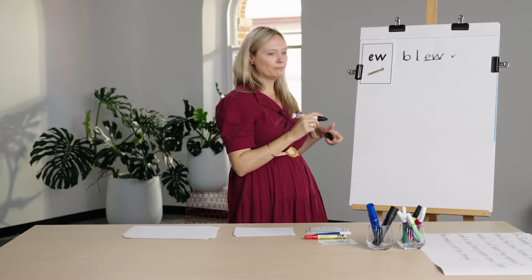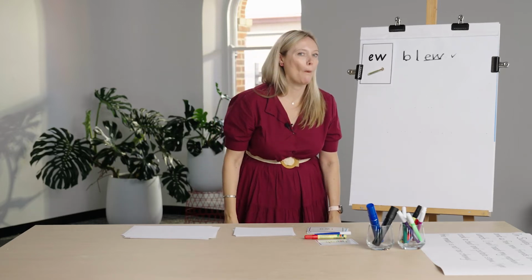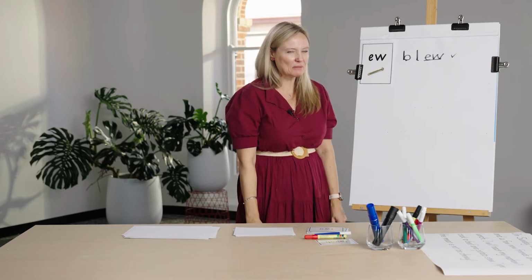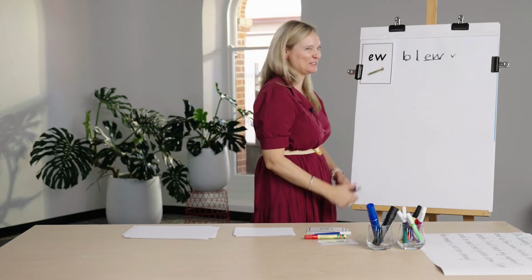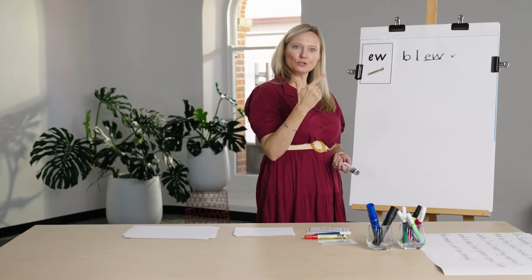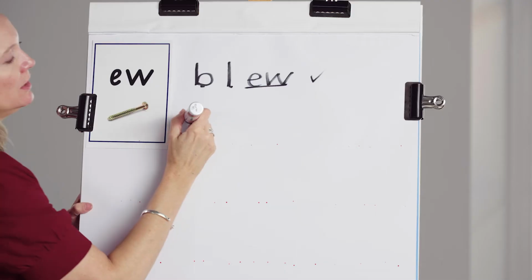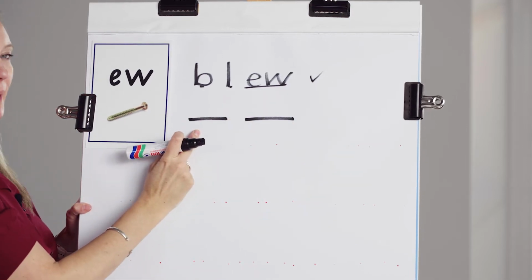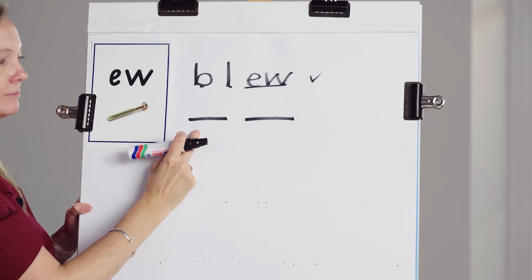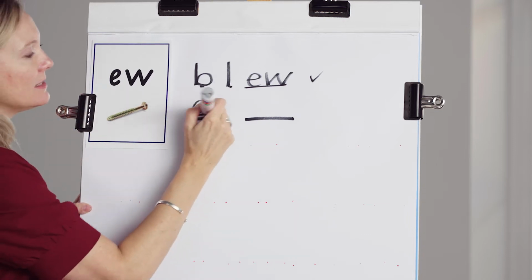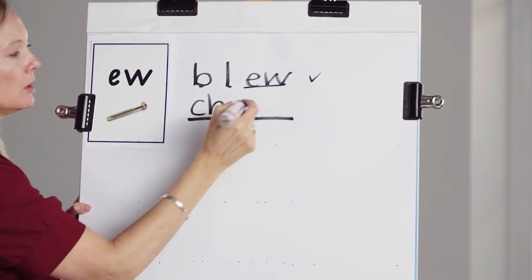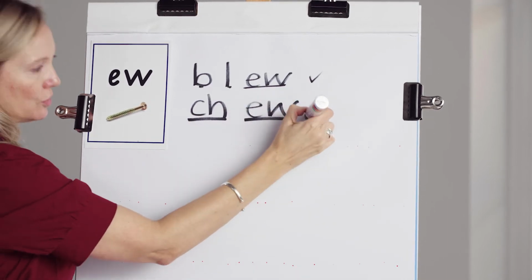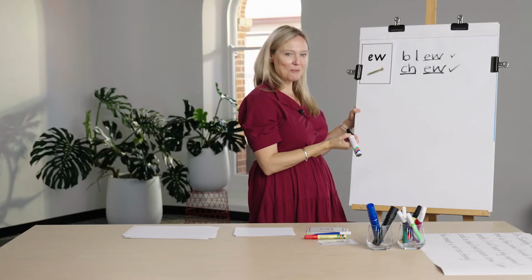The next word. Chew. Ooh, do you hate it when someone chews really loudly? I do. Ch-oo. 2 phonemes. Let's have a look. Ch-oo. What digraph makes that ch sound? Well done. C-H. Ch-oo. Chew. Great job.